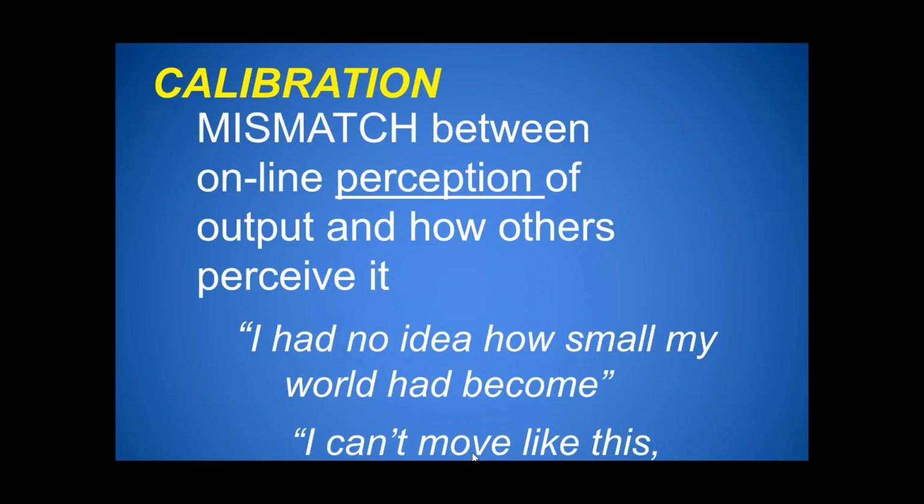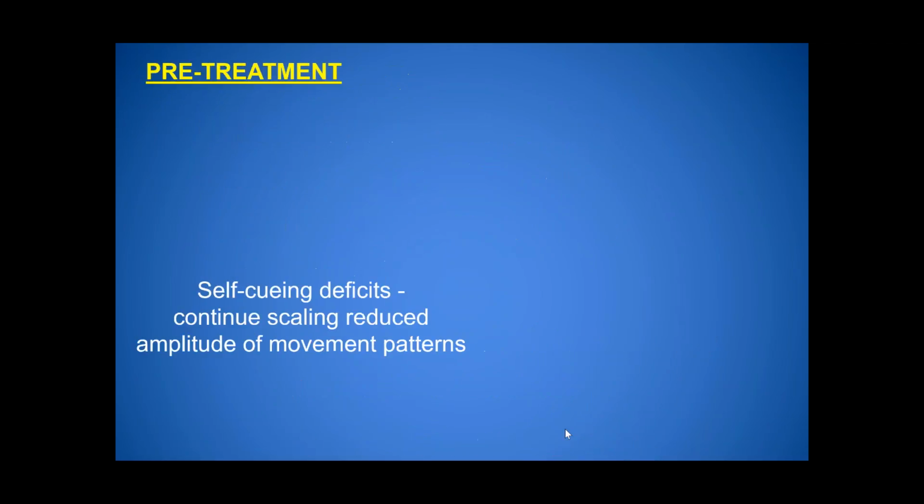From day one, we work on calibration as well, that there's a mismatch between the perception of output and how others perceive it. So interestingly, when patients move small, they don't always perceive that their movement has become too small until we show them. And at that time, they sometimes give statements like, I had no idea how small my world had become. And when we get them initially moving more normally, it feels too big to them. And it feels like if I move like this, people are going to think I'm crazy. So it takes a lot of repetition, a lot of feedback in order to overcome those barriers.